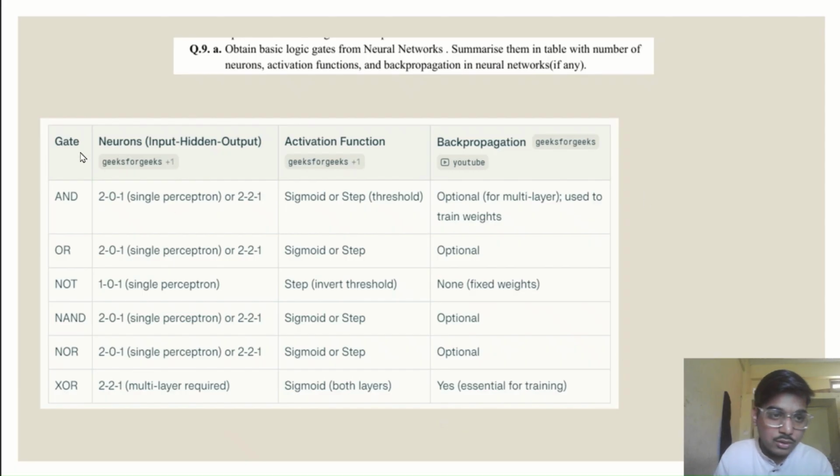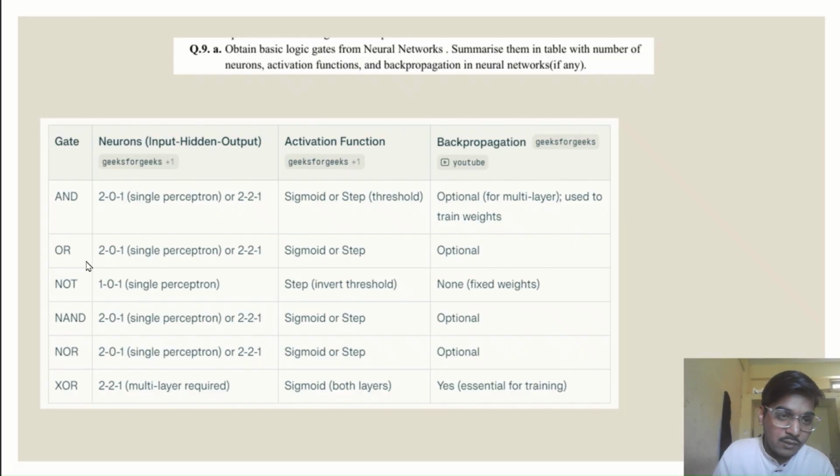The AND gate is created by using two inputs, zero hidden and one node, or a single perceptron, or two input, two hidden layer and a single output layer. The activation function for the AND gate is sigmoid or step threshold, and the backpropagation for the AND gate is optional. For multi-layer, it may be used, but it is optional. It is used to train the weights.